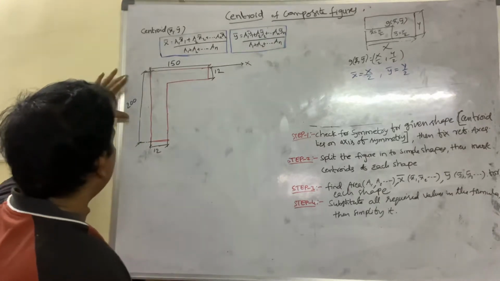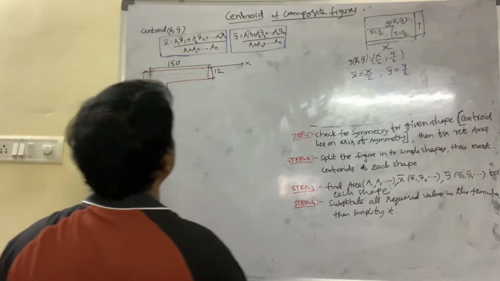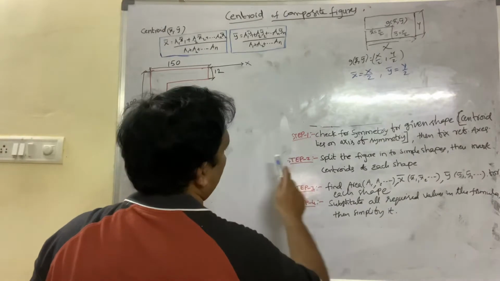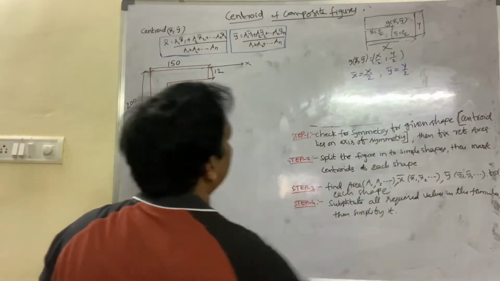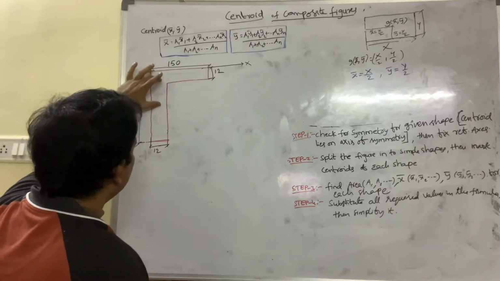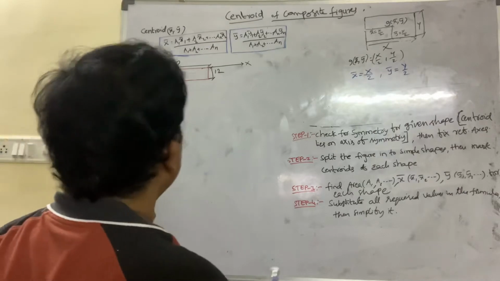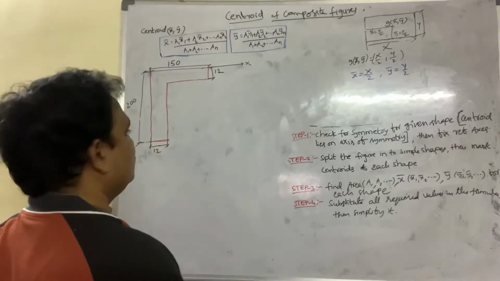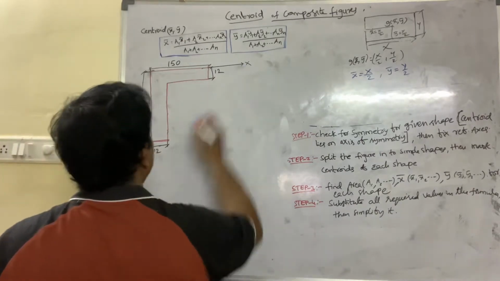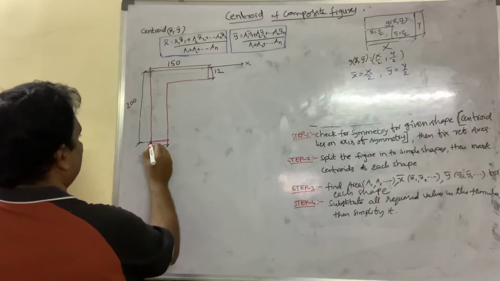And to find out the centroid, we have four steps here. By using these steps, we can find out the centroid. So what is the first step? Check for symmetry for the given shape. This is the given shape, and by seeing this figure, we can easily say that this is neither symmetric about x-axis nor y-axis. Then fix the reference. So this is the x-axis and this is the y-axis given.